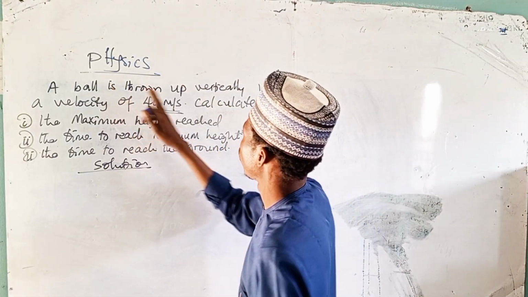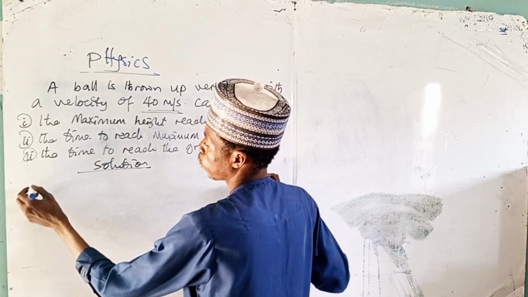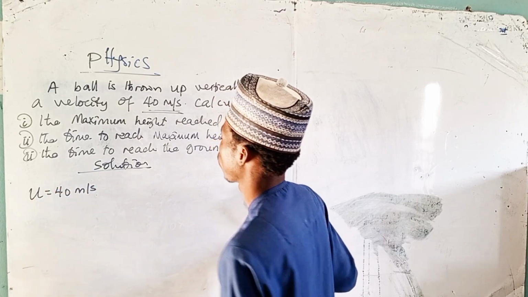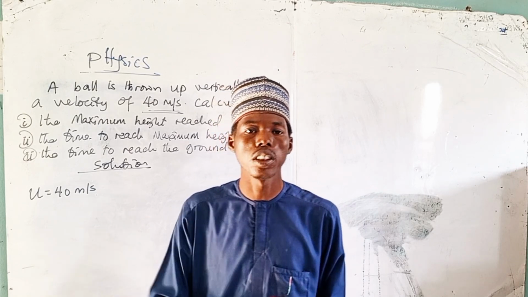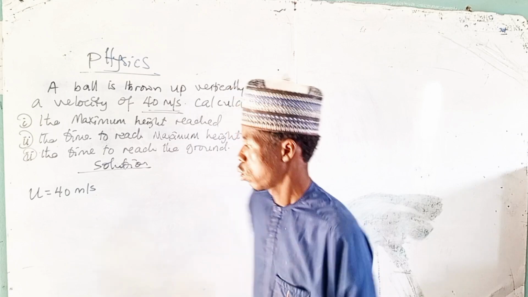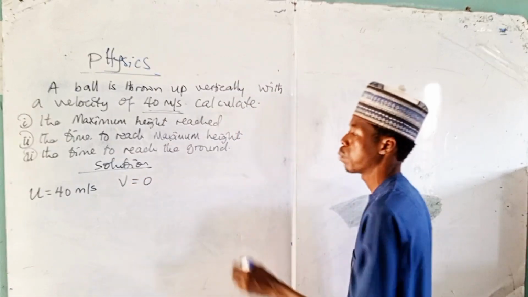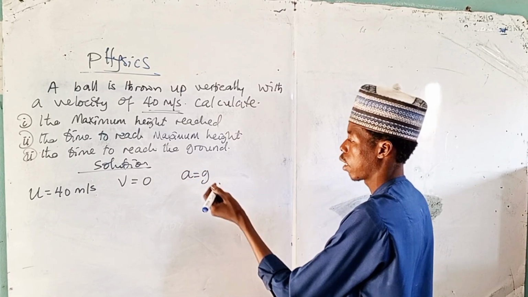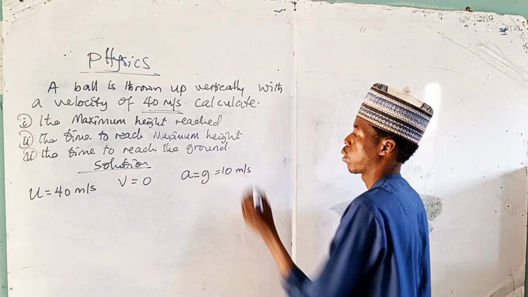So let's write the values given to us. A ball is thrown up vertically with a velocity of 40 meters per second. This is initial velocity, which is 40 meters per second. And then in this case, if an object is thrown up vertically, final velocity is 0. So V, final velocity, equals 0. And then remember, in this case, a equals g, and g equals 10 meters per second squared.